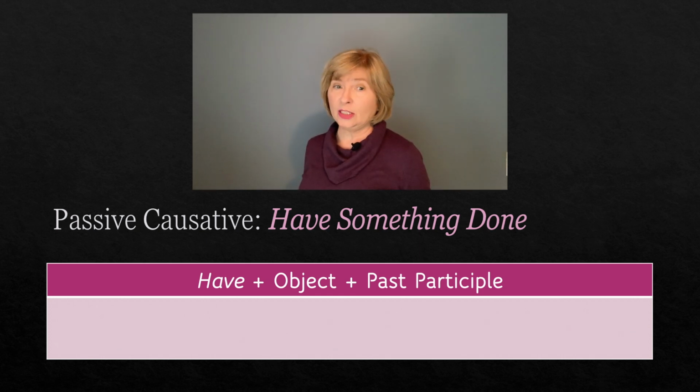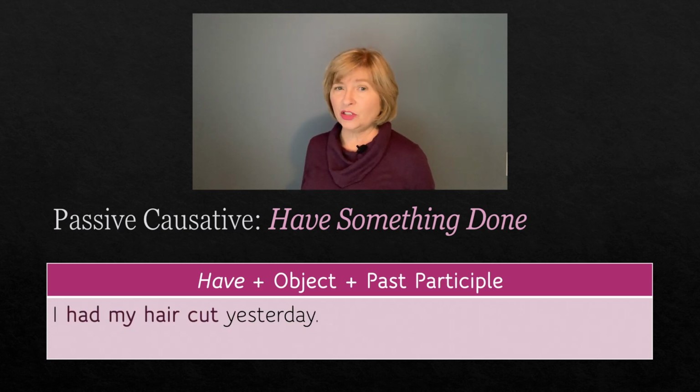A passive is a sentence in which the subject does not do the action of the sentence. Let's have a look at what a passive causative looks like. A passive causative is when you have something done. So it looks like this. We use have plus the object plus the past participle. For example, I had my hair cut yesterday.